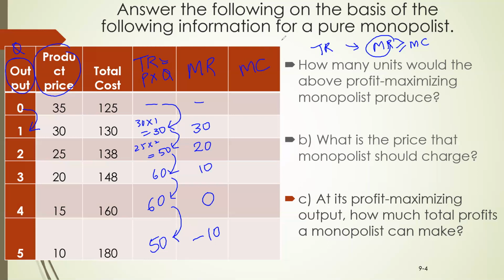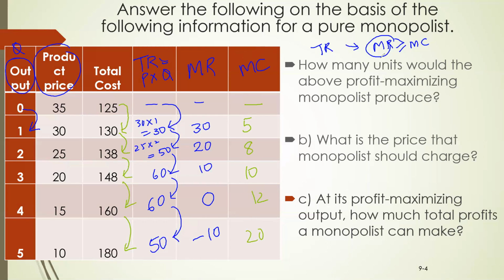Now let's calculate marginal cost. Marginal cost is the change in the total cost. So for 0 units, again, we don't have anything. For the first unit, change in the total cost is 5, 130 minus 125. Second unit, that is 8. Third unit, as you can see, that's 10. Fourth unit, it's 12. And fifth unit, it's 20.